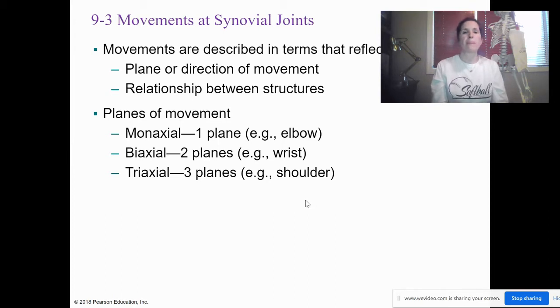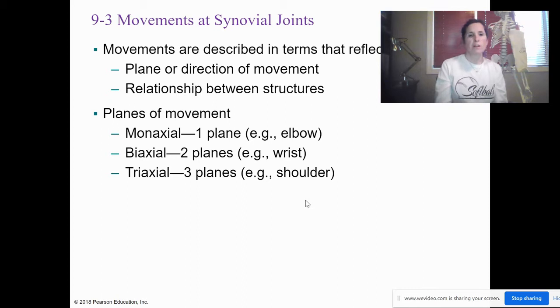Okay, moving on. There are movements, and you guys are going to do an activity where you learn these movements, but this is a good introduction to the movement. So don't worry if you don't understand it right now, because you will actually be doing these. So movements are described in the plane or the direction of movement, and also the relationship between structures.